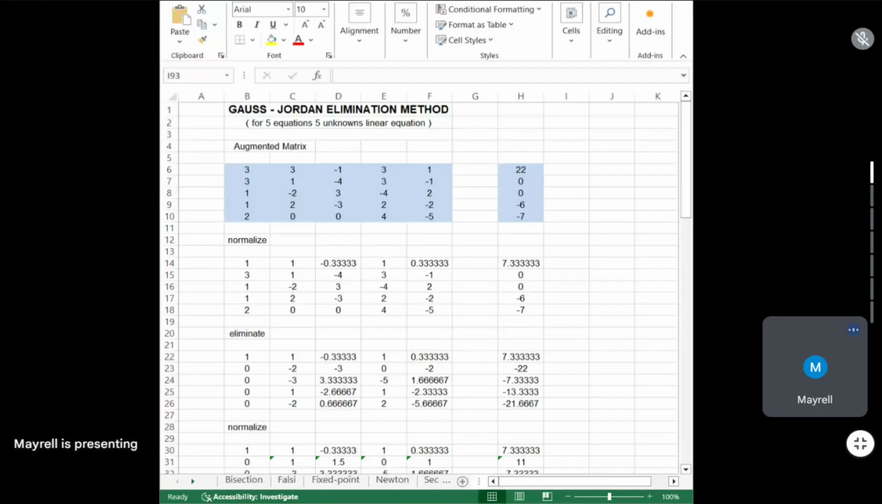Okay, so we have here the Excel. So you have your augmented matrix from your equations, from your five equations, five unknowns, di ba? So first, we are going to normalize the first row. So para mahimong 1 ning first element, first row. So what you will do, pareha sa algorithm, we are going to divide the elements in the first row by A11. So that's 3.